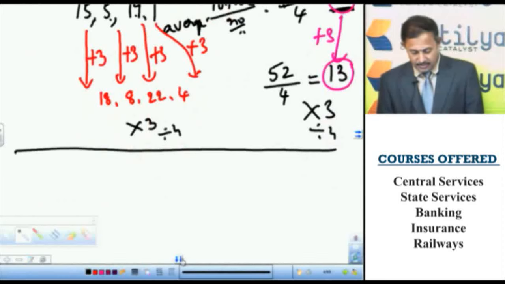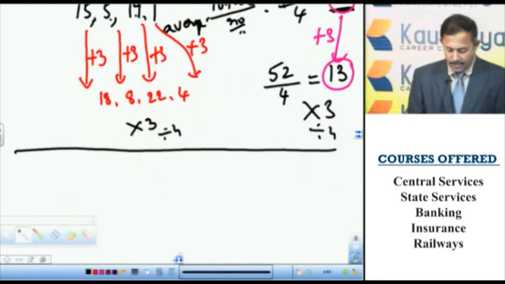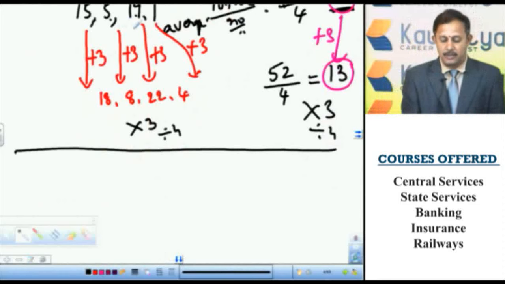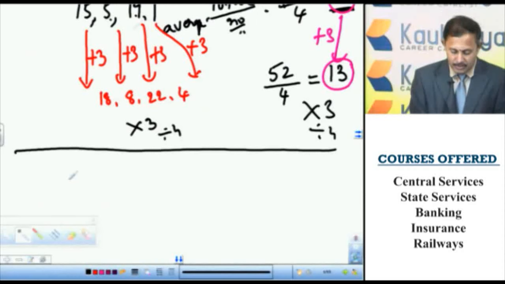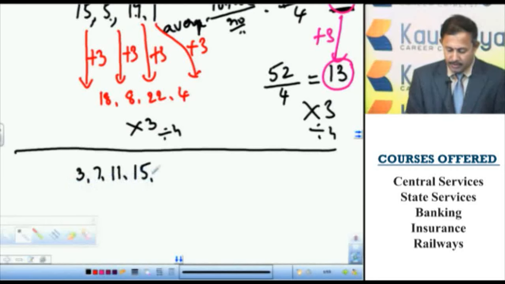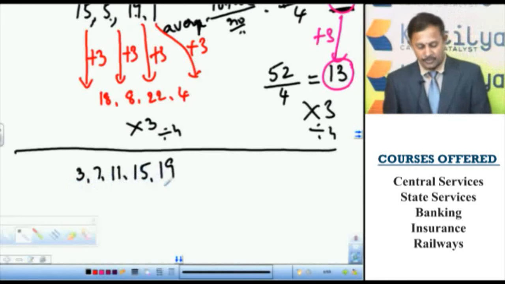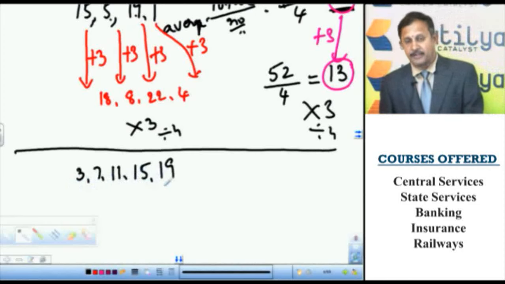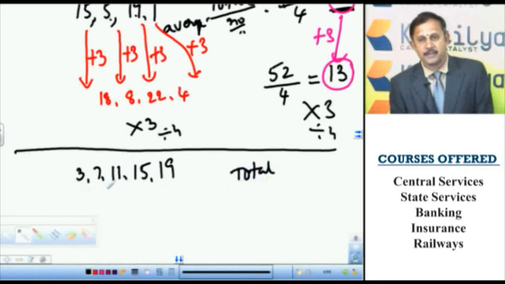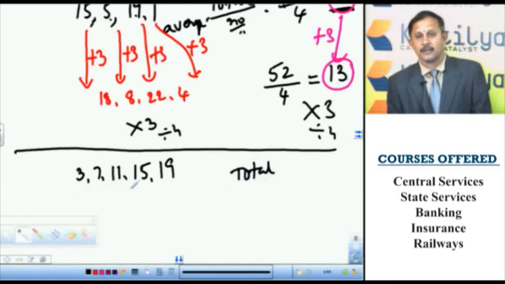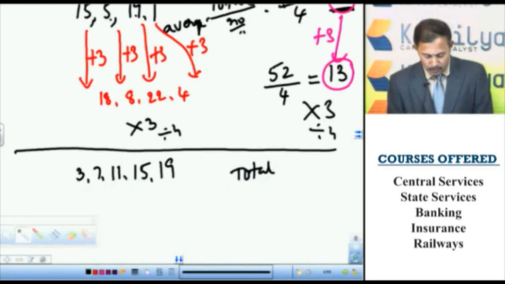And the next one is, suppose we are given some elements and the average is given by total by number of elements. So here I want to give a group of elements: 3, 7, 11, 15 and 19. So I have given 5 elements to you. So there are 5 elements. What is the total for all these 5 elements? 3 plus 7, 10, 10 plus 11, 21, 21 plus 15, 36, 36 plus 19, 55. So here the total is 55.